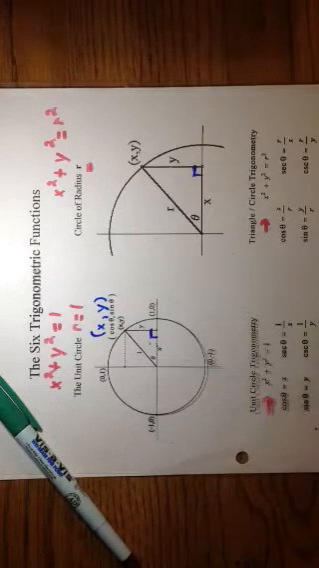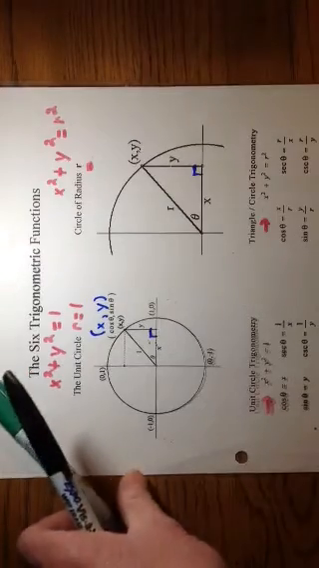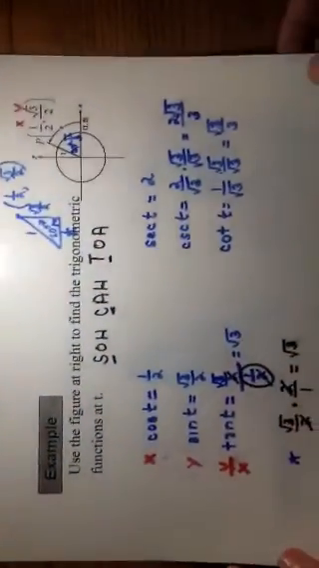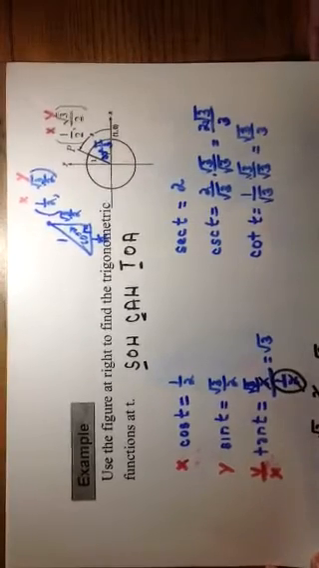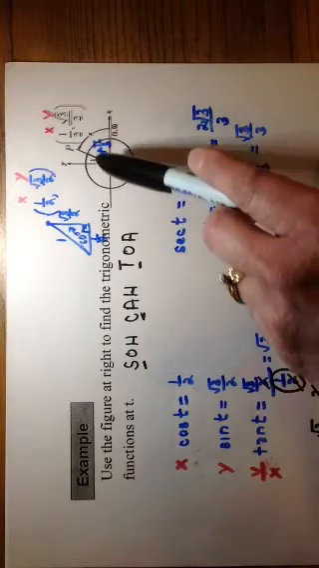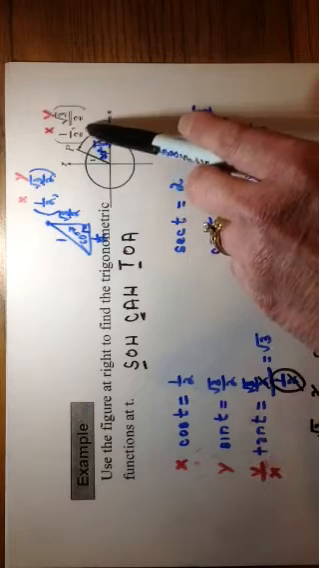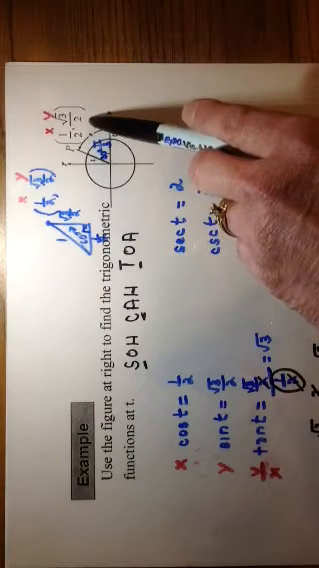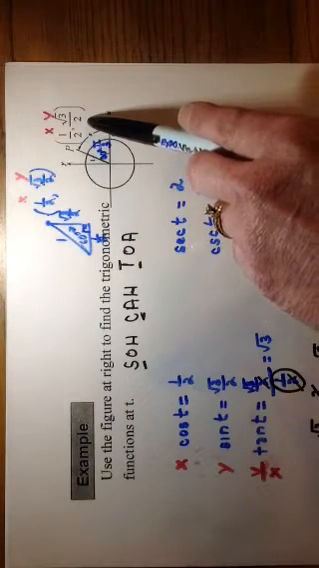So using the orange handout that you have with all of this information on it, we want to take a look at a problem like you're going to see in the homework online. And a problem might look something like this. It says, use the figure at the right to find the trigonometric functions at point T. You see, point T is the point that they have labeled as 1/2, comma, square root of 3 over 2.